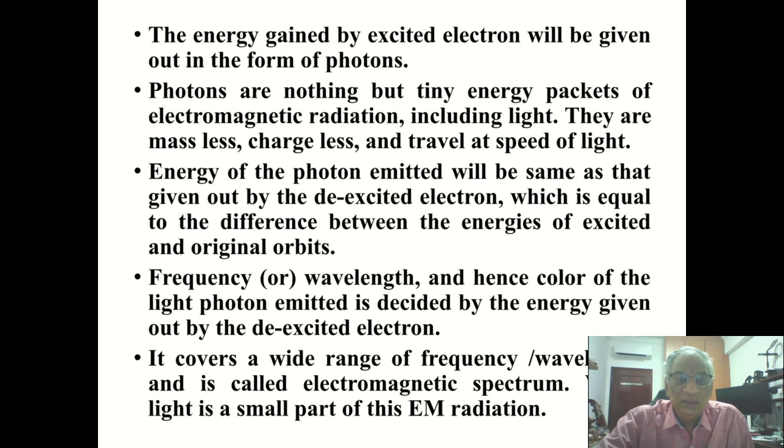The electron is giving out this much energy because of the difference in energies between the excited and original orbits. The frequency or wavelength, and hence the color of the light photon emitted, is decided by the energy given out by the de-excited electron. It covers a wide range of frequency and wavelength and is called the electromagnetic spectrum, in which visible light is a small part.